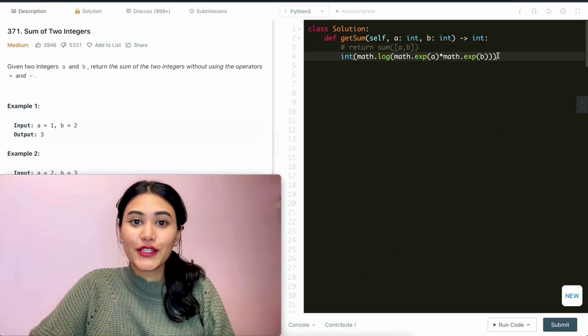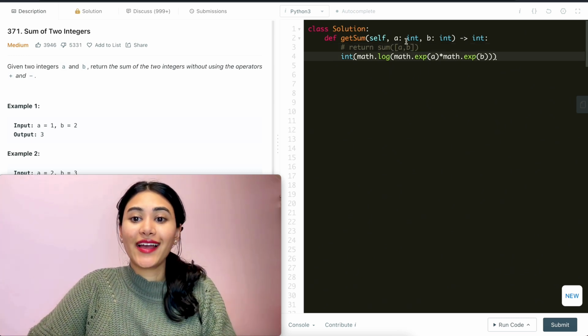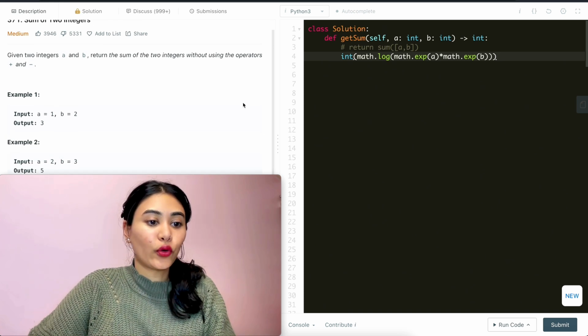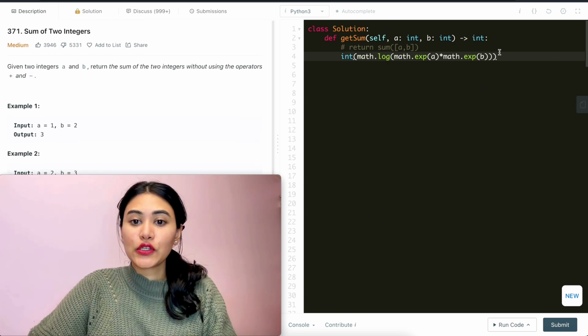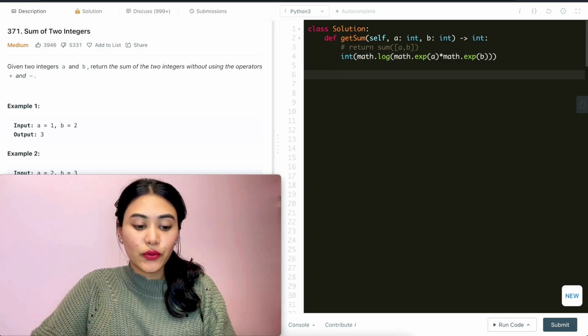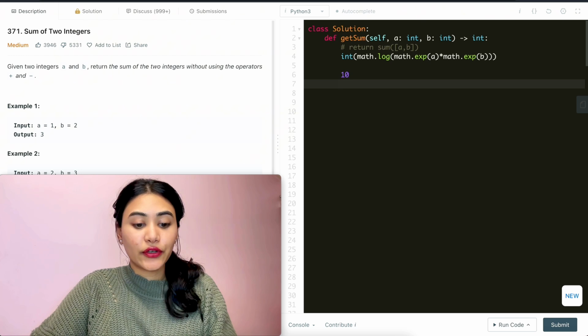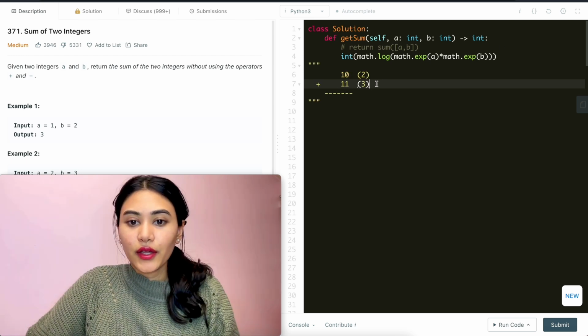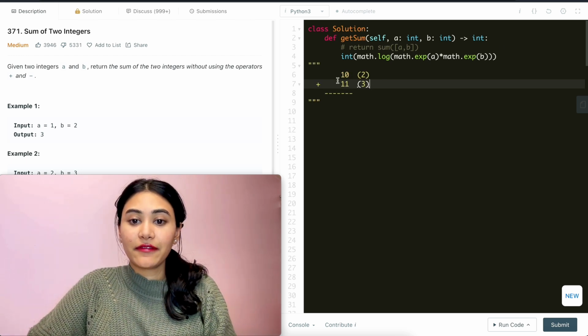So switching over to binary, how would we add? Say we had an example with a being 2, b being 3. So say I wanted to add 2 and 3, how would that look like in binary? 2 is represented with a 1, 0, and 3 is represented with a 1, 1. Okay, so if I have this following bit representation, how would I do addition?